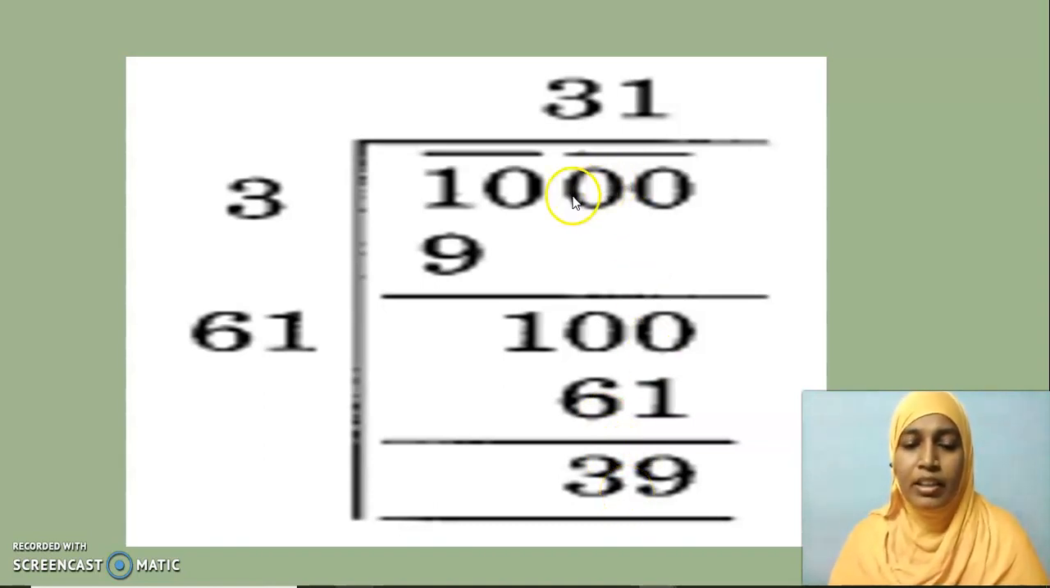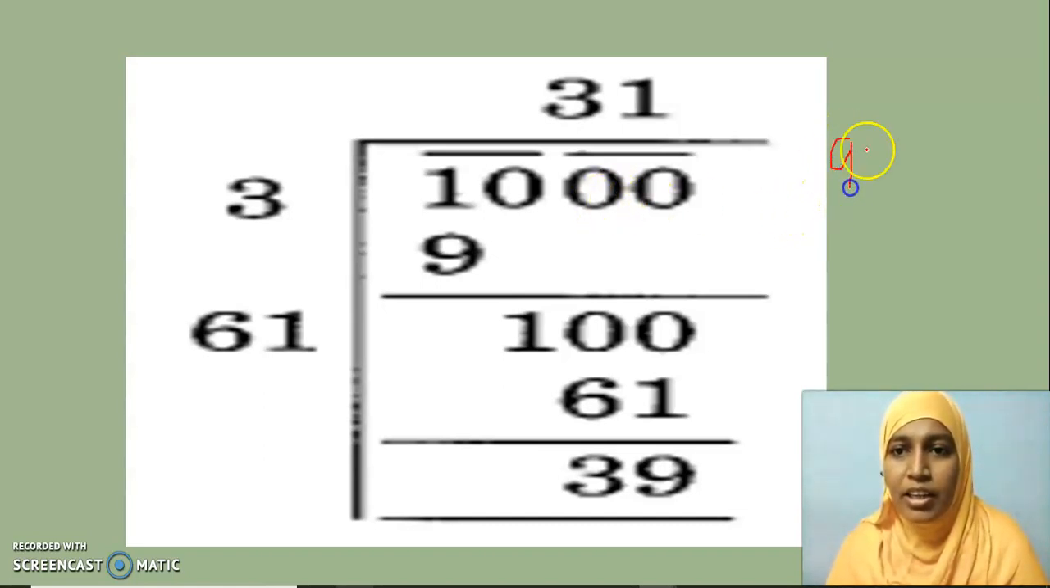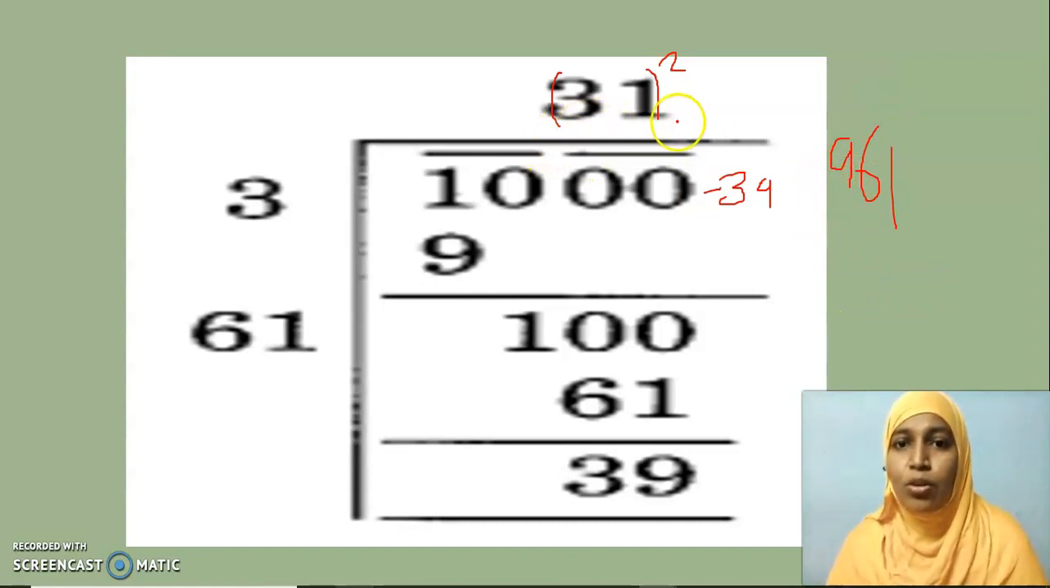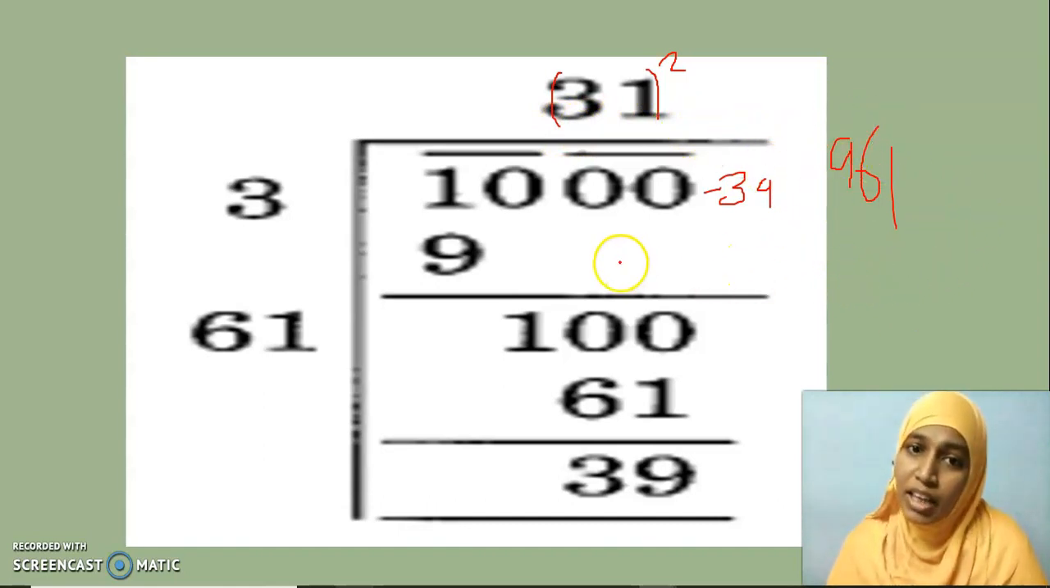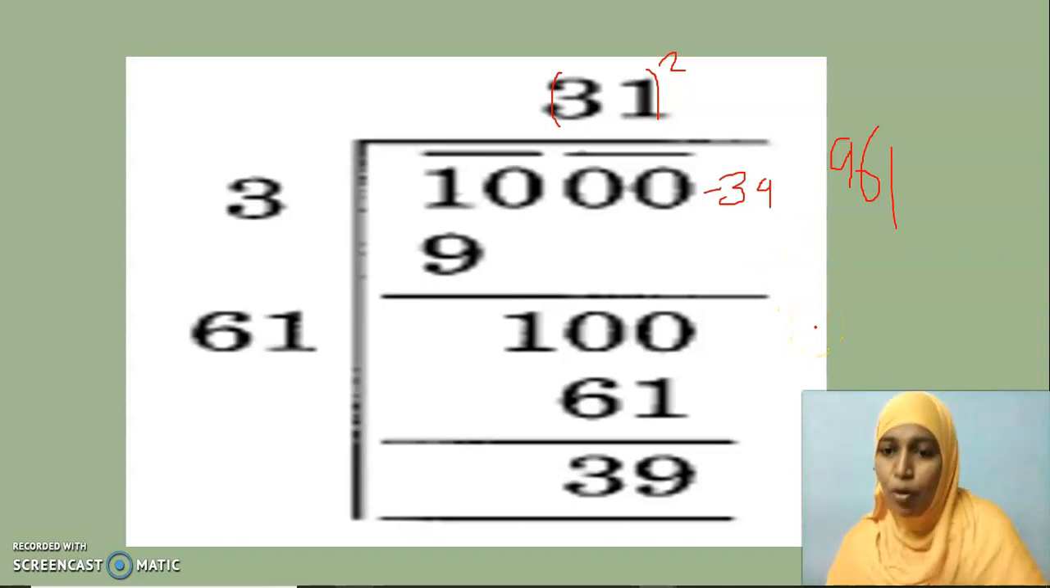So if I subtract 39 from this 1000, what will I get? 961. I will get 961. Isn't it? If I subtract 39 from this 1000, I will get 961. And it is a perfect square. That is, 31 squared will be equal to 961. If the gardener has 961 plants, by having 31 rows and 31 columns, he will plant all these plants. But he has 1000 plants, something extra he is having. So he has to buy some more plants.